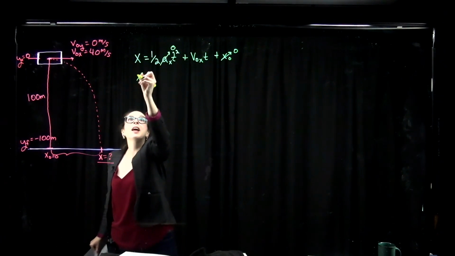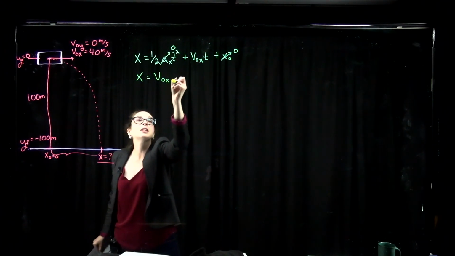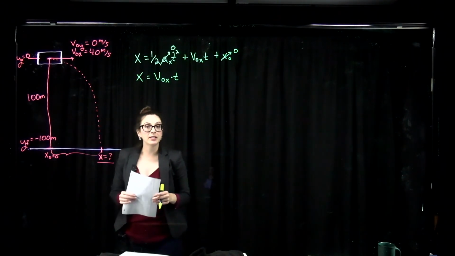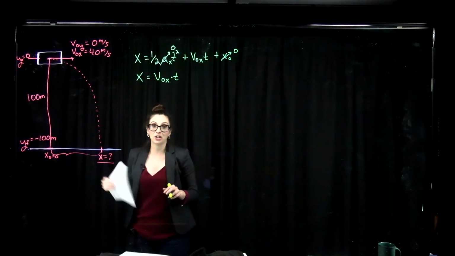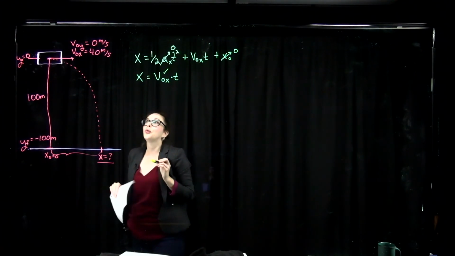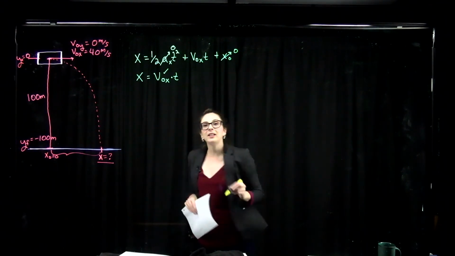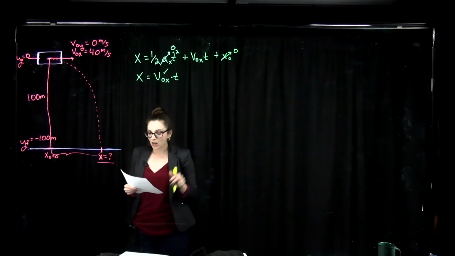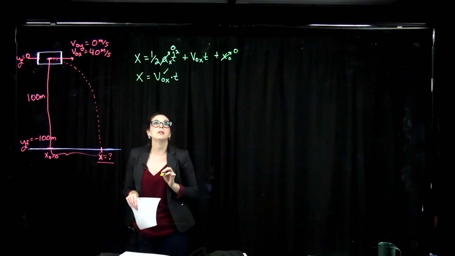So then our final x position is equal to just the initial velocity in the x direction times time. So we know that our final x position is going to be v naught x times t. We know that our initial horizontal velocity is 40 meters per second. We don't know the time yet. So we have to do something else to figure out what this time is going to be. So what could we do? What other equation could we use?